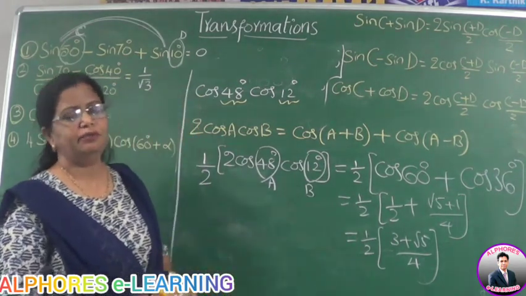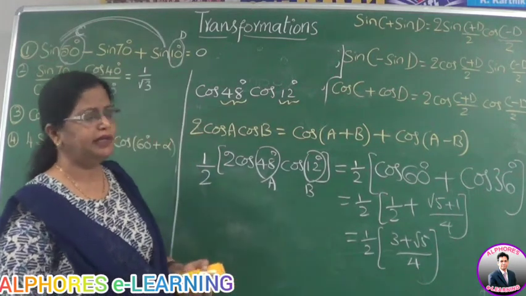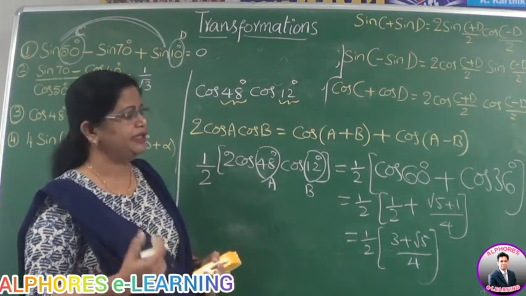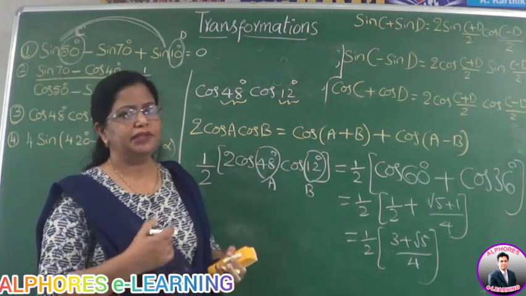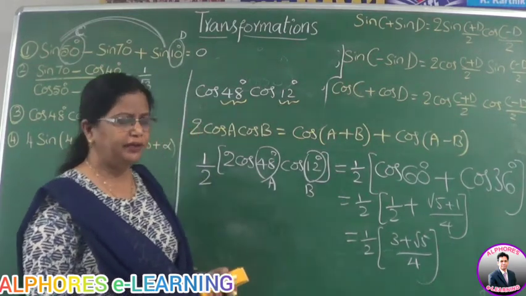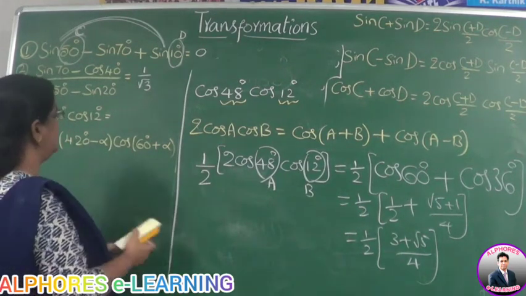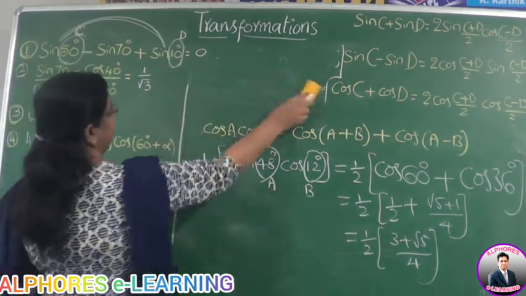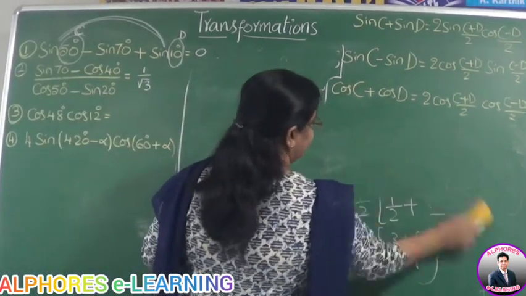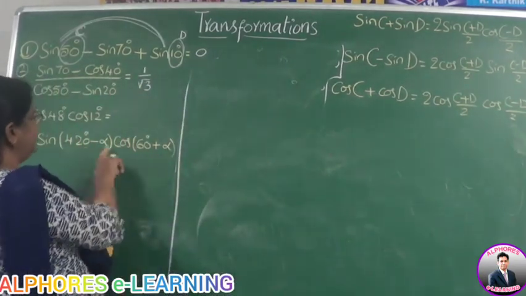Understand students, whichever method you use, nothing will happen. The final answer will be the same. The matter is only how many steps you are using in the problem. As much as possible we want to reduce the number of steps. That's why we can make use of different formulae. Right? Now let us observe the fourth one. The fourth formula, observe here. Two terms are given, one is in sine, the other one is in cos. One is in sine, the other is in cos. Now, no relation actually.